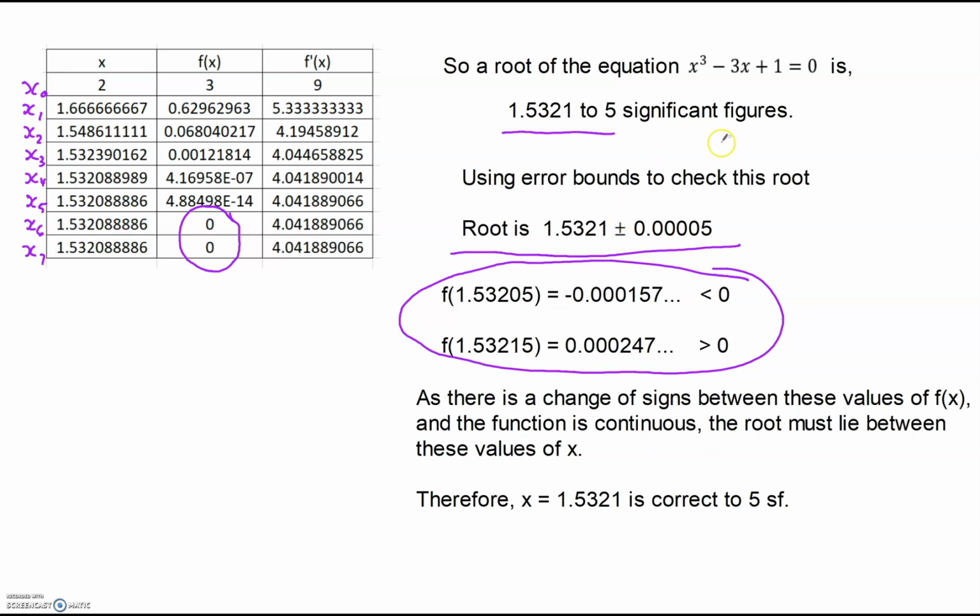If you look on the left-hand column of our spreadsheet, you can see that the values of x3 and x4 are different to 5 significant figures, but x4 and x5 are the same. So it has taken 5 iterations. We can't say 4, even though it's found the root at 4 iterations, because it needs the 5th iteration to confirm that 5th significant figure.